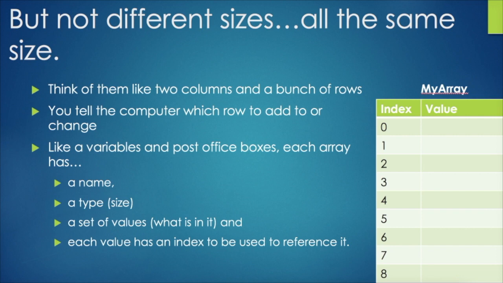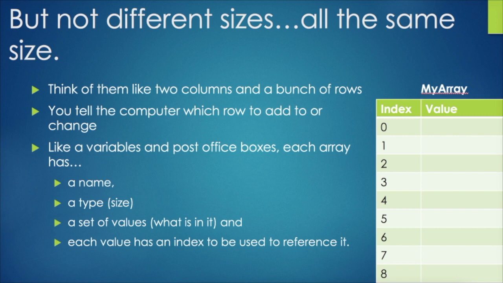In fact, in some ways, it's easier to think of them a little bit more like a couple of columns and a bunch of rows. Here on the right, you can see an example of this with this figure, my array, and it has a column with the index and a column with a value. And so in this case, it will hold up to 9 different slots between 0 and 8. And that index allows you to tell the computer which row you want to add a value to or change a value within.